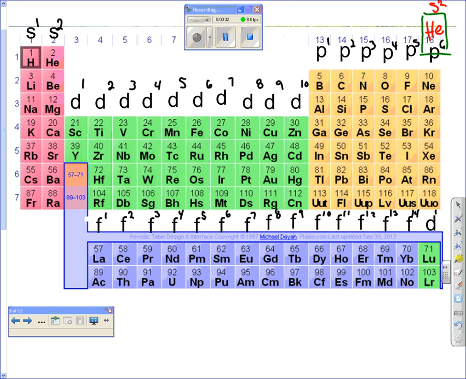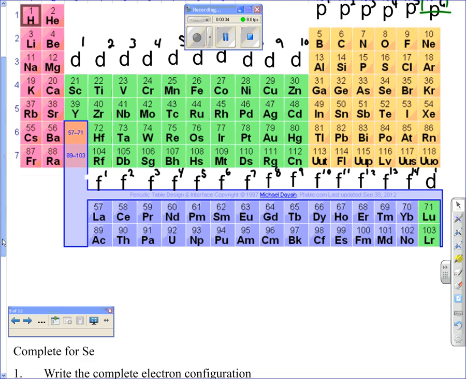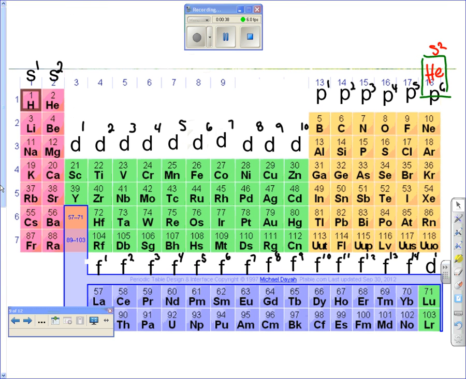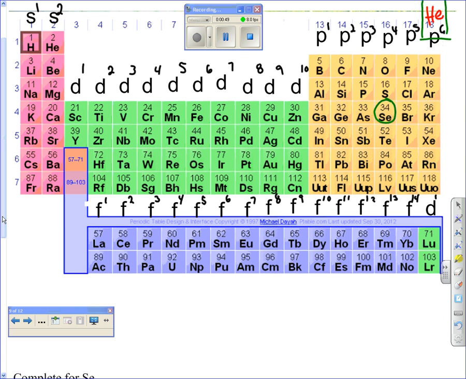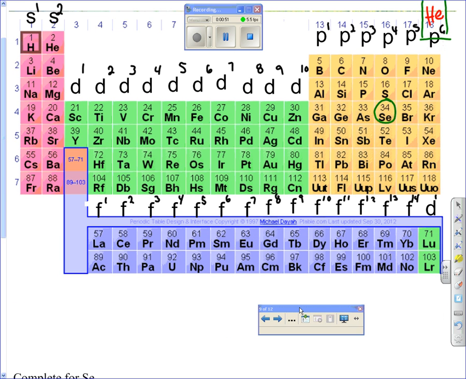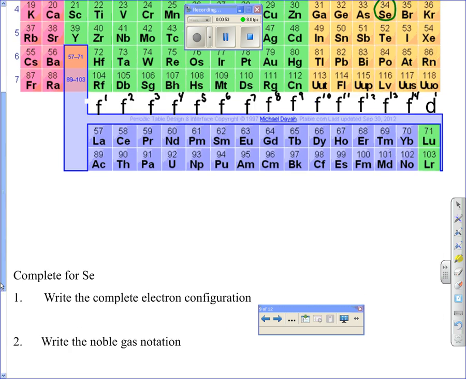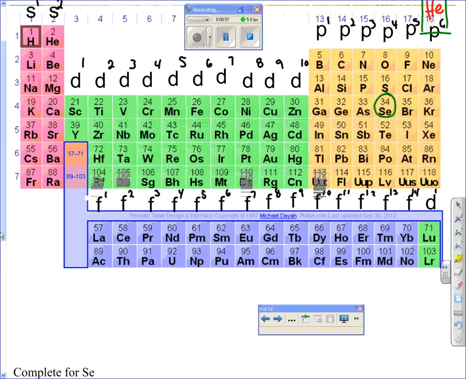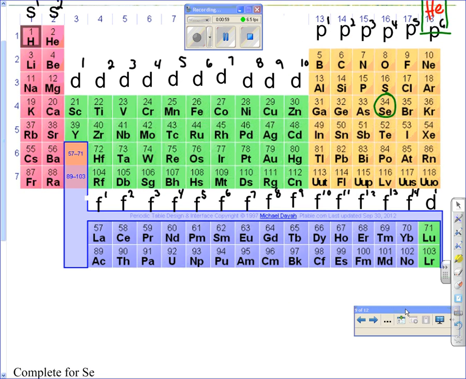So in this problem, we're going to go through a series of questions about selenium, Se. We're going to try to get there and write its electron configuration. The first thing it wants us to do is write the complete electron configuration for selenium. So that's question number 1. I'm going to do it right under the periodic table so you can see where that's at. Selenium has 34 electrons.